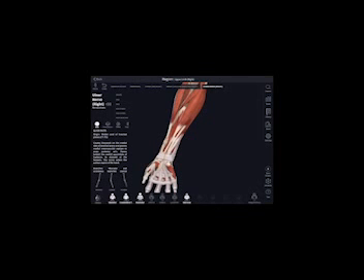Okay, so they kind of have separate roles, right? In general, the median nerve does the forearm flexors, the radial nerve does the forearm extensors, and the ulnar nerve does the hands.